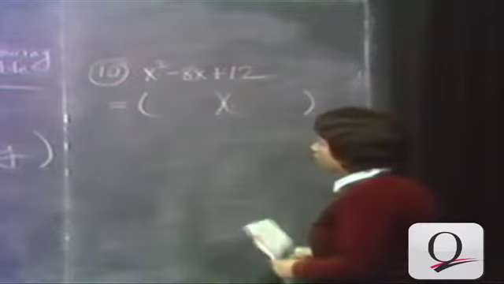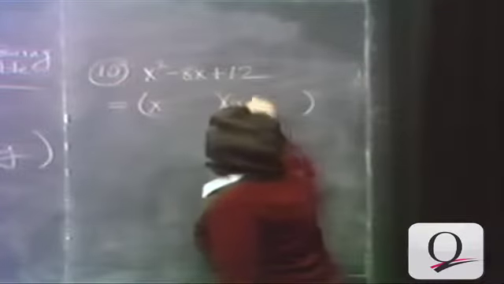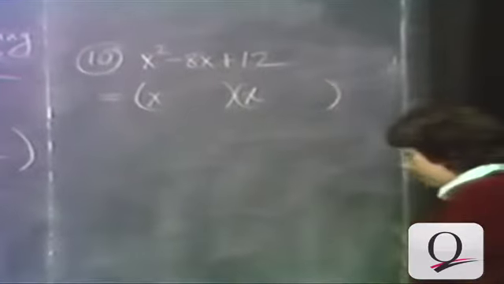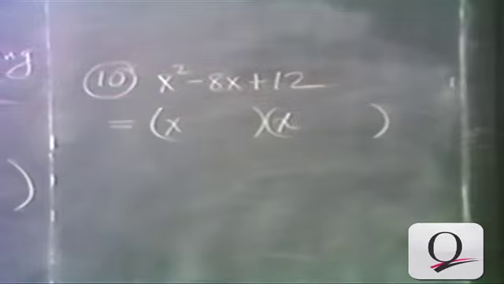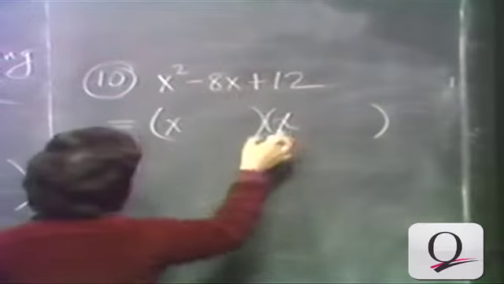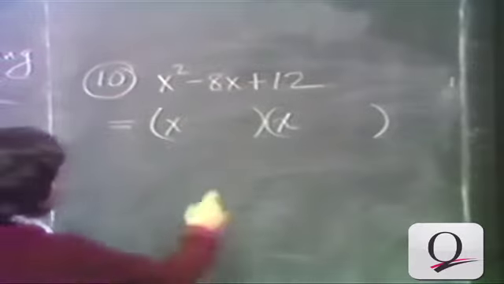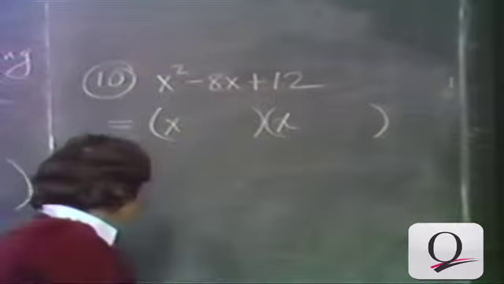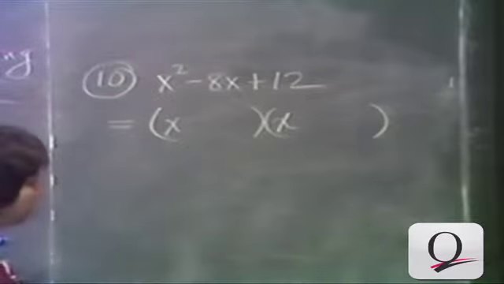So then we look at some other technique, and we try to use that FOIL method, but in reverse. Try to figure out what 2 binomials multiplied together might give us this trinomial. Okay, well, it's clear that if we had an x here and an x here, the first terms would give us the x squared. Now, we're going to put some 2 numbers in here. Okay, now two numbers which multiply to plus 12 and which add to minus 8.